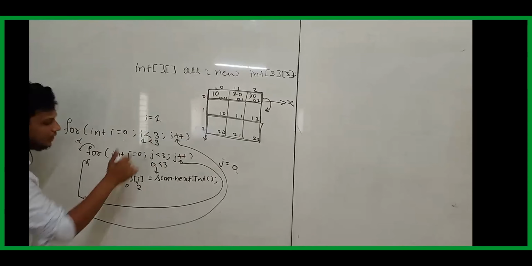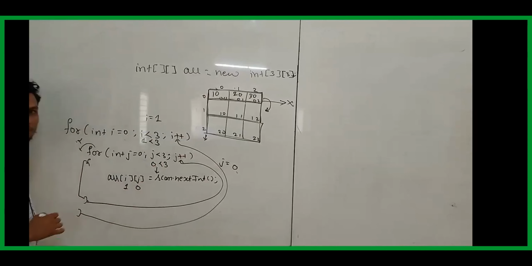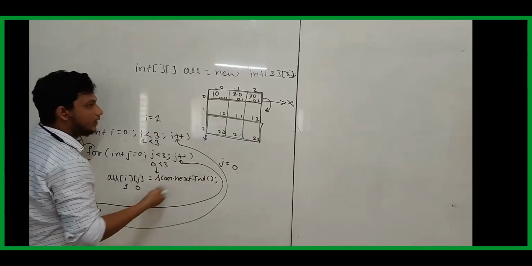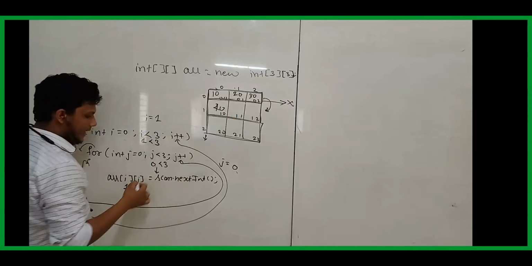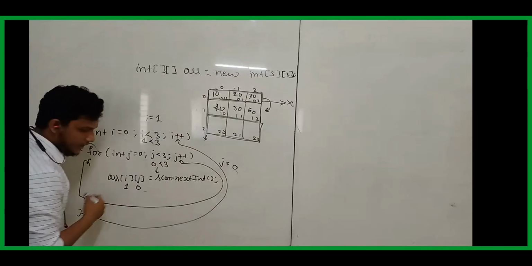What is the i value now? i value is 1. j value here is 0. 1, comma 0 represents this. So again, whatever the value is there, you take it. Again the j value will be incrementing. It will store 50 and 60 here. Again the j loop will terminate.